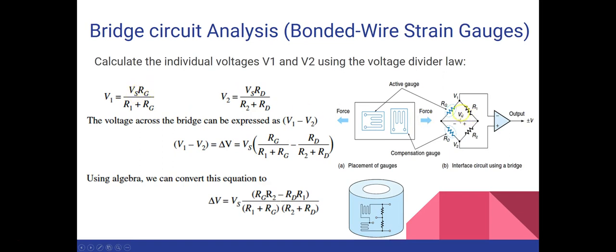Vs is the total voltage for this junction, and the resistance we are measuring across is this Rg. So V1 is equal to Vs Rg upon R1 plus Rg, and we are measuring the voltage V2 across this Rd. So it will be equal to Vs Rd by R2 plus Rd. Now the voltage across the bridge can be expressed as V1 minus V2, which is your delta V. And if you put these two values into this equation, then you will get this formula.